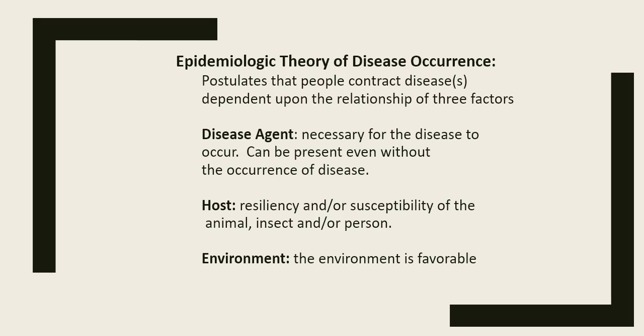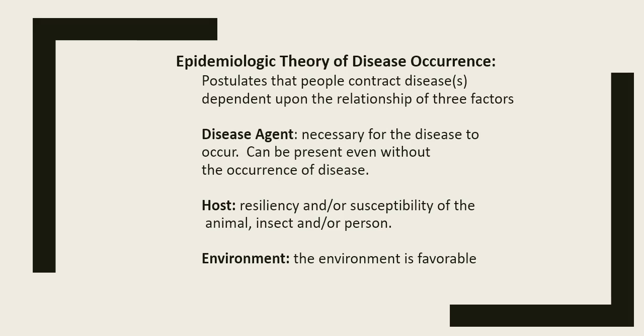In this theory, it states that in order for someone to get a disease, it's dependent upon the relationship of these 3 factors. The first factor is the disease agent. This is the pathogen that's required for the disease to occur. It can be present and the disease may not occur, but it has to be present in a level that's high enough for the disease to occur.